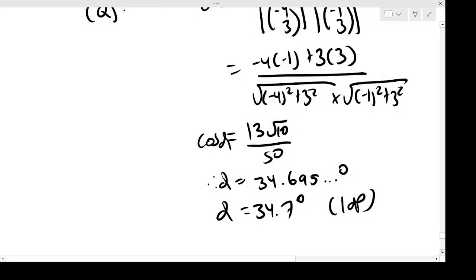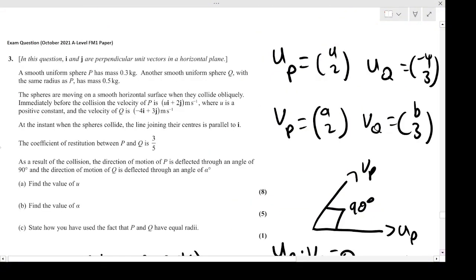So there we are. Now part C is asking, state how you use the fact that P and Q have equal radii. Now, I must admit, I was stumped by this particular part of the question. So shout out to R2 Drew 2.